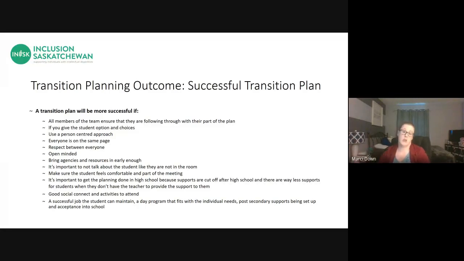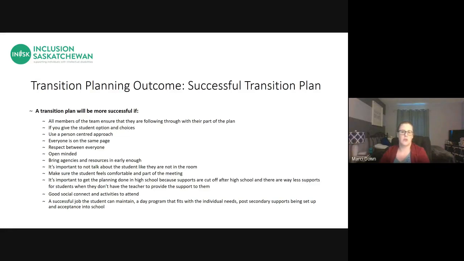This is what I would call a successful transition plan. And just to mention, it's quite rare for you to have everything all line up perfectly, but if most things are lining up, that's a successful one in our eyes. So all the members of the team ensure that they are following through with their parts of the planning. If you give the student options and choices, they are going to have less stress about that.